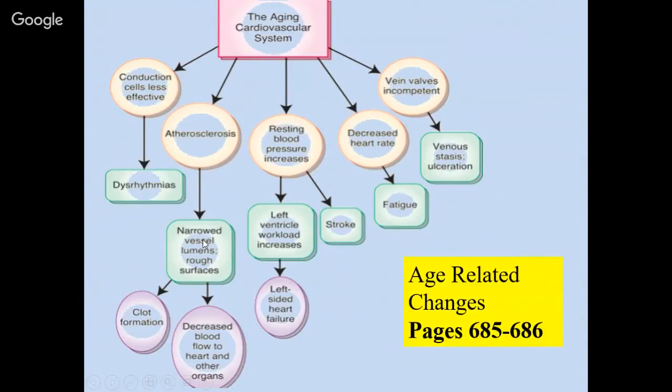Atherosclerosis, so you have narrowing of the vessels. They're hard. They're not going to expand as easily. So you're going to have clot formation, and you're going to have decreased blood flow to the heart and organs. Resting blood pressure increases. This is pretty normal with age. You can only compensate by elevating blood pressure for so long. Left ventricular workload increases, so they get that left-sided heart failure. They can also get left ventricular hypertrophy. It can lead to stroke because of elevated blood pressure, which we call hypertension.